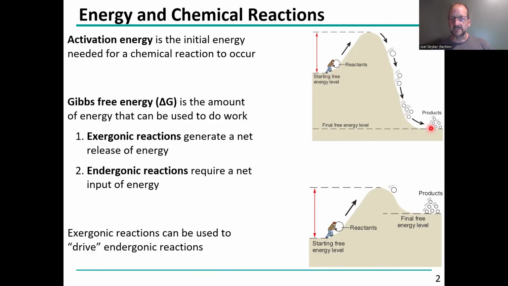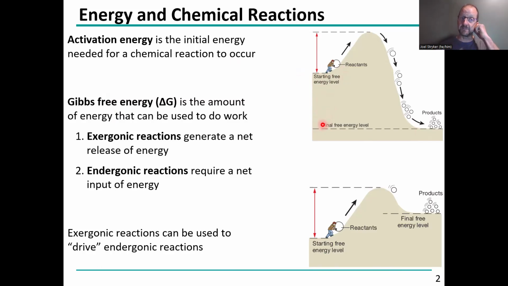And then here the products have a lower level of energy, so they have less energy in them. The difference between the reactant energy and the product energy, this difference here, is referred to as the Gibbs free energy. Free not as in it doesn't cost anything, but free as in available. So when this reaction happens, there will be this much energy from the reactants to the products. There will be that much energy that gets released and can be used for something else.